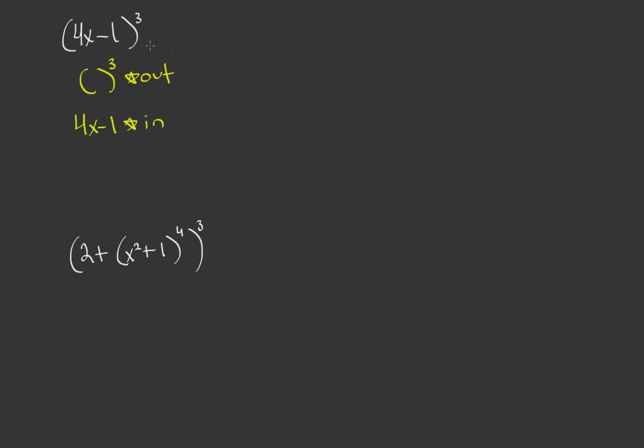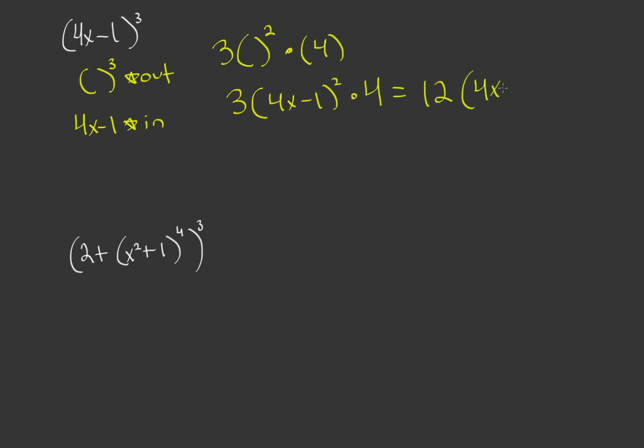So we're going to take the derivative of our outside, which is 3, and then whatever is inside, and all that squared, multiplied by the derivative of our inside, which is just 4. So if we finalize this, this is 3 times 4x minus 1 squared times 4, so we can just simplify that to 12 times 4x minus 1 squared. So let's do our second example here.